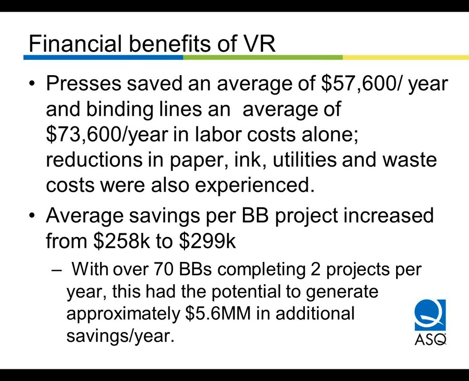The average savings for a black belt project also increased from $258,000 to $299,000. Now you might say, well, that's only an increase of $41,000. But when you consider that they had over 70 black belts completing 2 projects per year, this had the potential to generate approximately $5.6 million in additional savings a year. So no peanuts. Pretty significant.